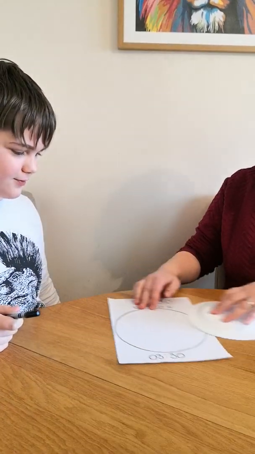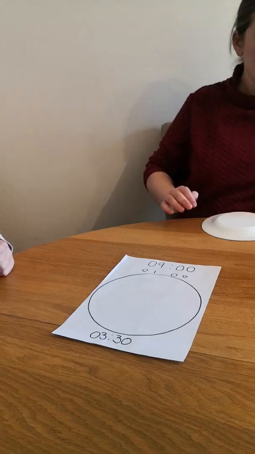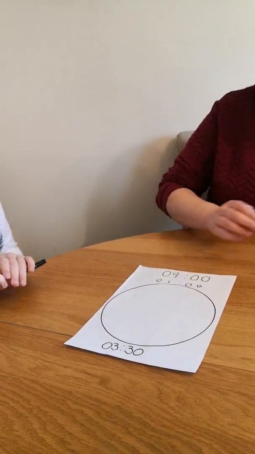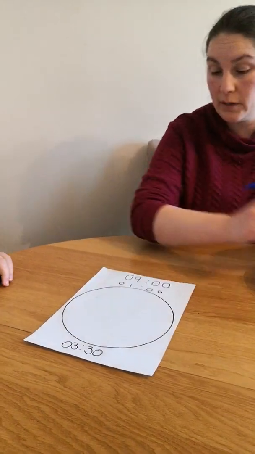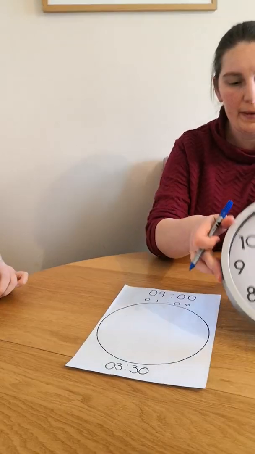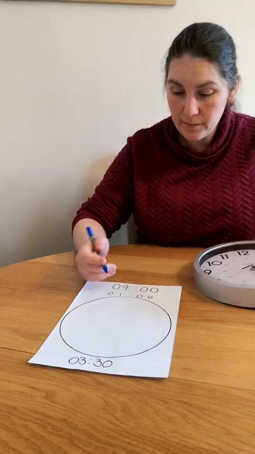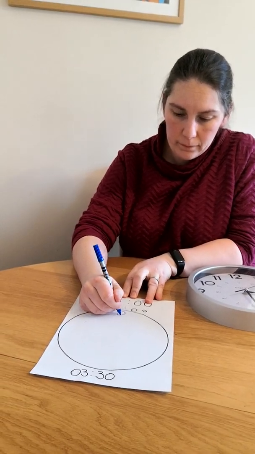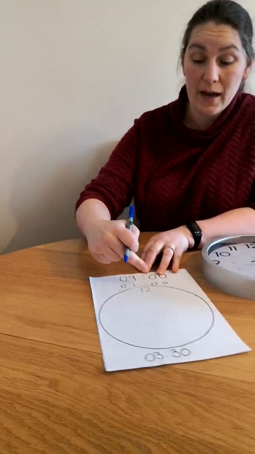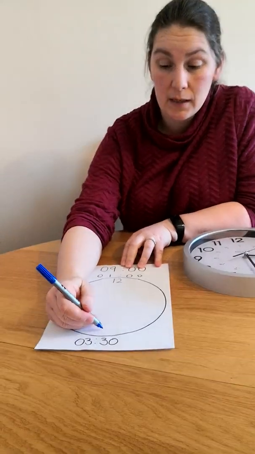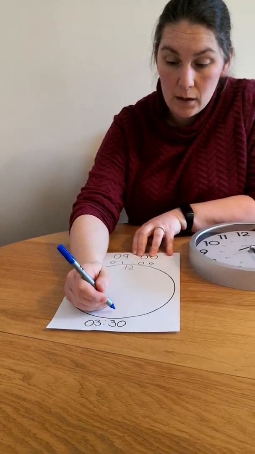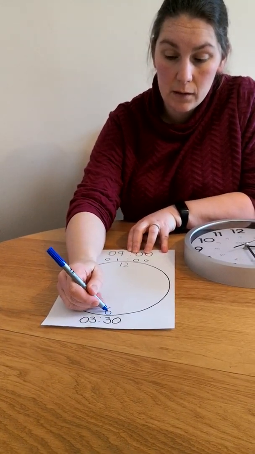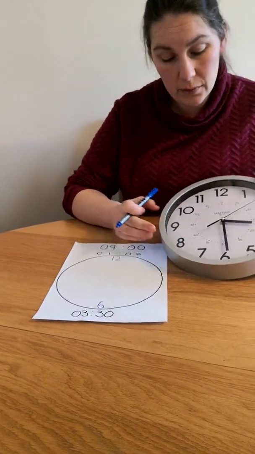Good. Right. We need some numbers on the clock. Blue numbers. So, looking at our big clock, the 12 is always at the top. And we know half past is at the bottom. The 6 is directly down at the bottom. 6.